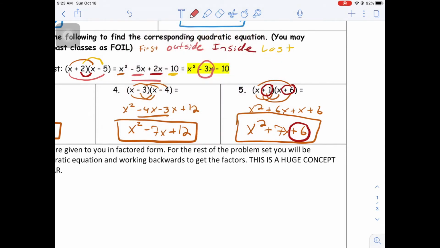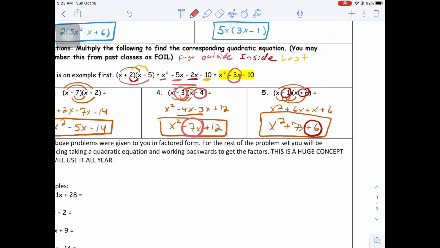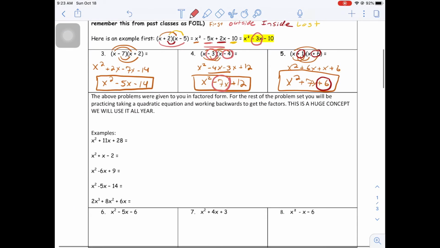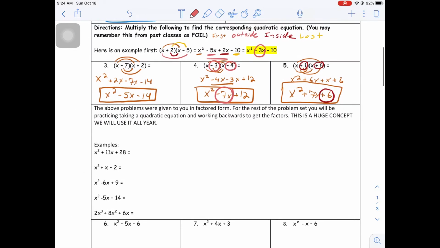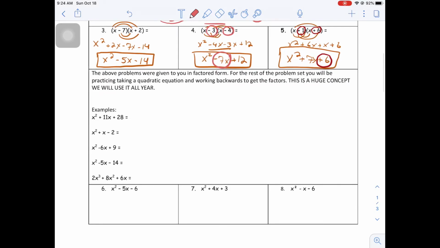The middle term that we get, so notice this negative 7x here, is actually just negative 3 plus negative 4. That would give us negative 7, okay? And then it just has an x on it. So you add the two terms in the end to get the middle term. You multiply the two terms at the end to get the last term. That's going to be helpful for when we start doing some actual factoring.